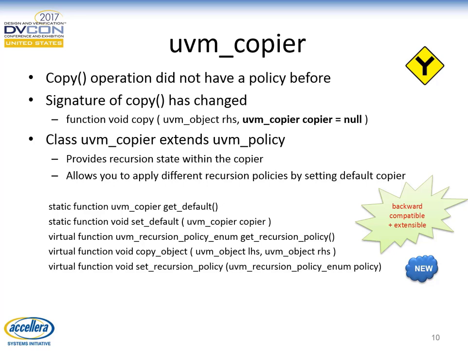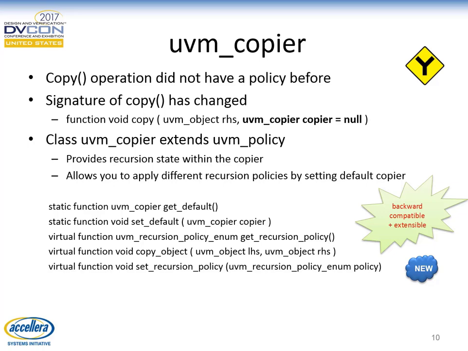Copier extends from UVM policy and gives you the ability to control recursion state within the copier. You can apply different recursion policies by setting the default copier. There are a few methods here saying set this as the default, set this recursion policy as the default, copy this object for me, etc. What I have not mentioned so far is that there is an enum type which tells you whether it's UVM deep or UVM shallow. If you remember, in the older versions of the LRM you had UVM deep and UVM shallow, but some of them were not working very well. It was very hard to get that working. In this case, you can have something that actually does something meaningful with it, rather than relying on any macros.